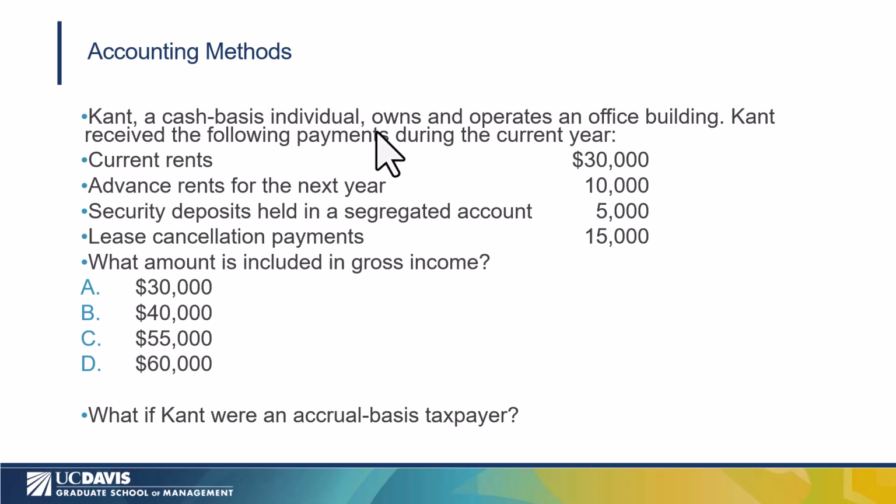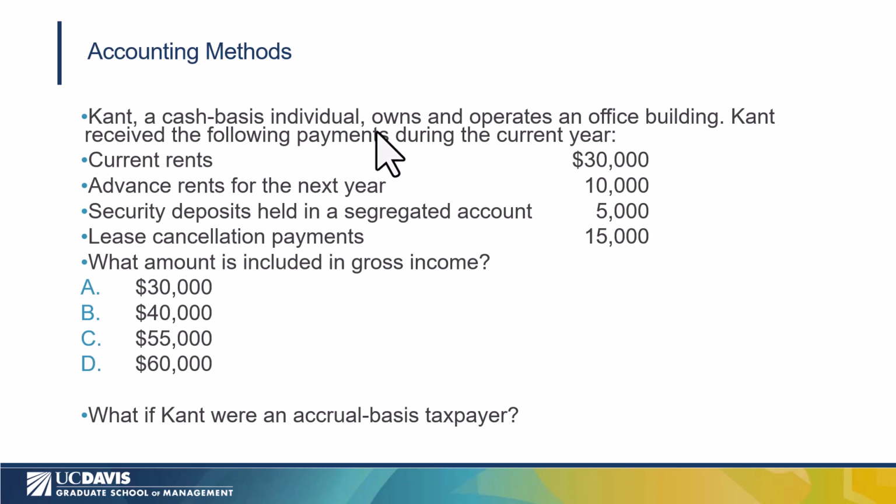So this is when the renter is in the same situation. They're like, look, I want to break my lease and get out of it. How about if I pay you 15 grand and we walk away from each other? Absolutely. But that is also constructive receipt and would be included in gross income. So that tells me that the 30, the 10, and the 15 are all included in gross income, making the answer to this question C.